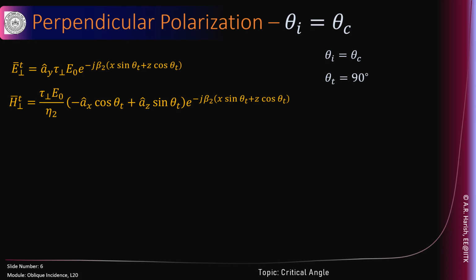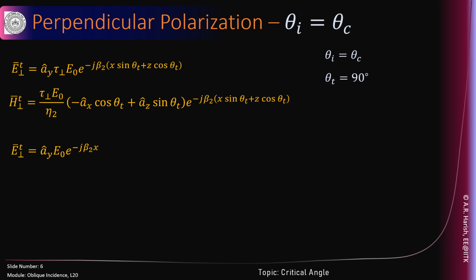So E_t for perpendicular polarization is a_y tau perpendicular E naught e to the power of minus j beta 2 (x sine theta t plus z cosine theta t). Can you visualize this? Yes. Given this E, we can also have an H perpendicular. And we know for theta I equal to theta c, theta t is 90 degrees. Let us substitute that.